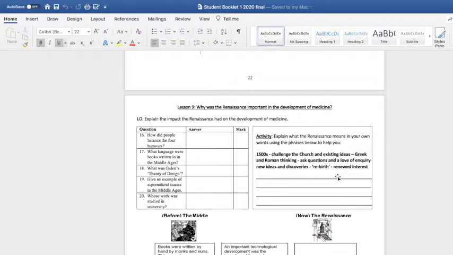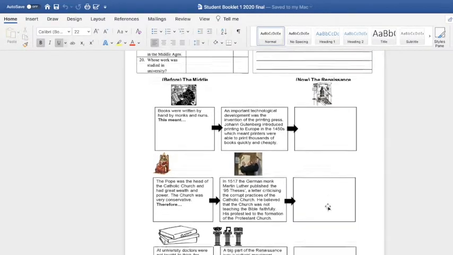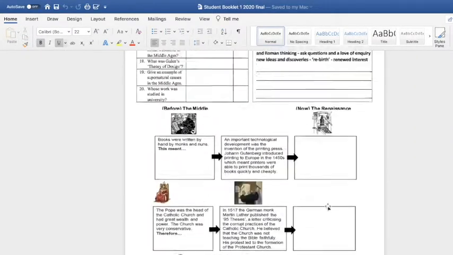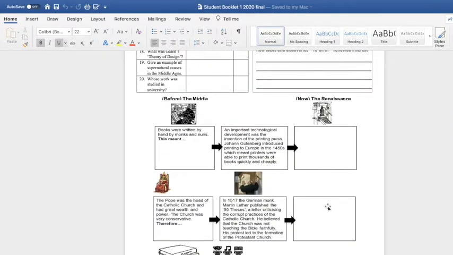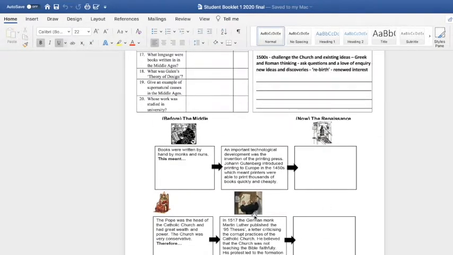So really, you just need to think about creating a definition that revolves around the idea of a renewed interest in the ancient world and what they stand for. Please create a definition and put that in there. Now this next section is a lot of information that you really need to make sure you know, because it summarizes key things that happened in the Renaissance and the impact of those things.